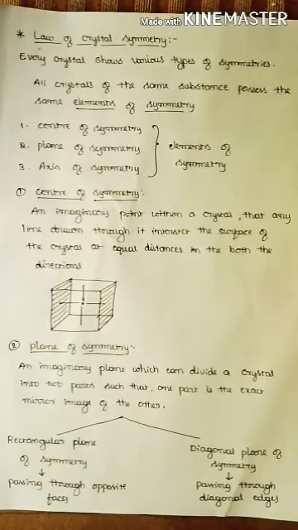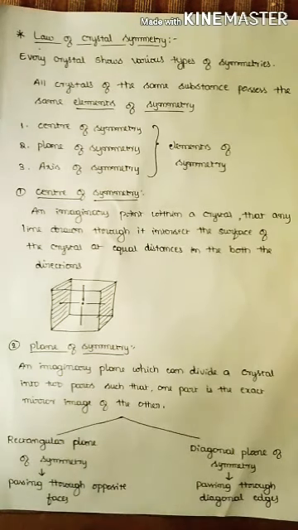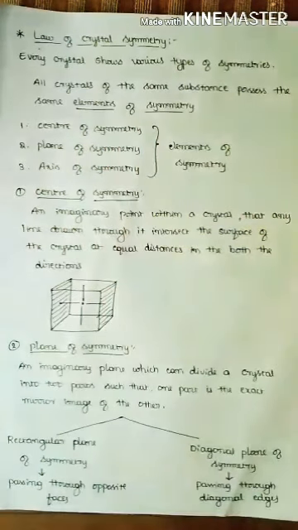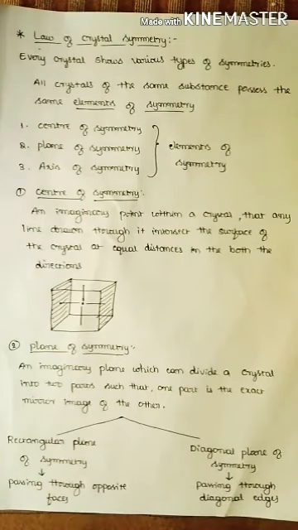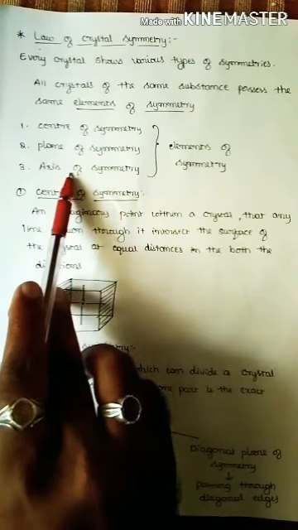So whatever crystal type the substance can form, if various crystal systems are developed by the same substance, irrespective of the nature of its development, that substance will exhibit the same elements of symmetry. That is called law of crystal symmetry. And here we have used the words elements of symmetry. There are three symmetry elements that each and every crystal system can possess: center of symmetry, plane of symmetry, and axis of symmetry.